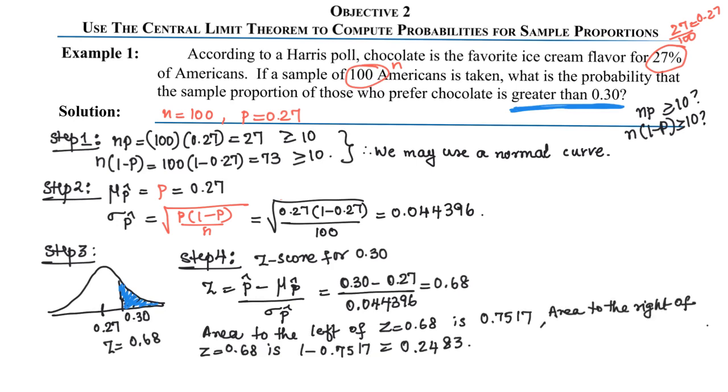So now we can conclude the probability that the sample proportion of those who prefer chocolate is greater than 0.30 is 0.2483.